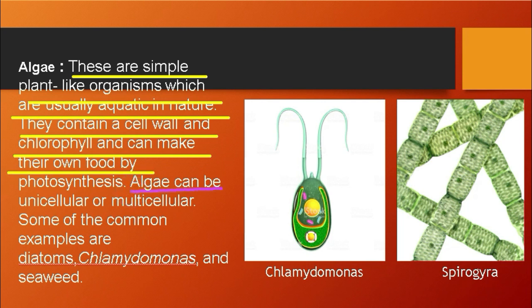Now, algae can be multicellular or unicellular in nature. They can be made up of one cell or more than one cell. And here are some examples of algae.